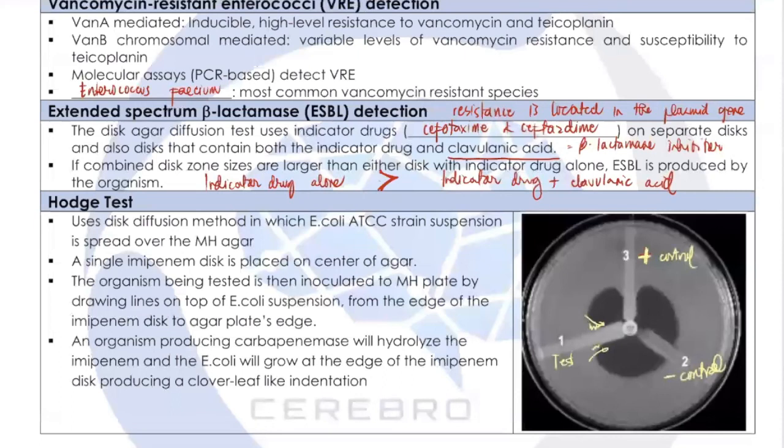That is because in this area, the imipenem is already hydrolyzed. Same goes with the positive control. The positive control, of course, is an organism that is carbapenemase producing. Kaya unti-unting lumalapit yung E. coli kasi nahahydrolyze na yung imipenem sa area na ito. Kaya sila lumalapit. Dito, hindi lumalapit yung negative control because hindi naman carbapenemase producing yung organism na ito.